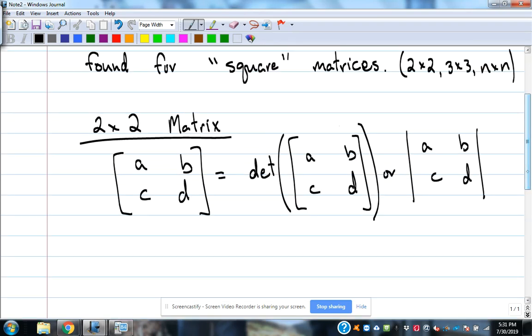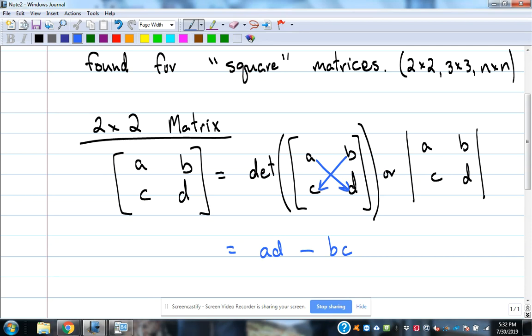Okay, to do it by hand, it's really, really easy. You multiply the diagonal, A times D, and B times C, and then you subtract them. That's it for a 2 by 2. That's all you have to do, which is quick.